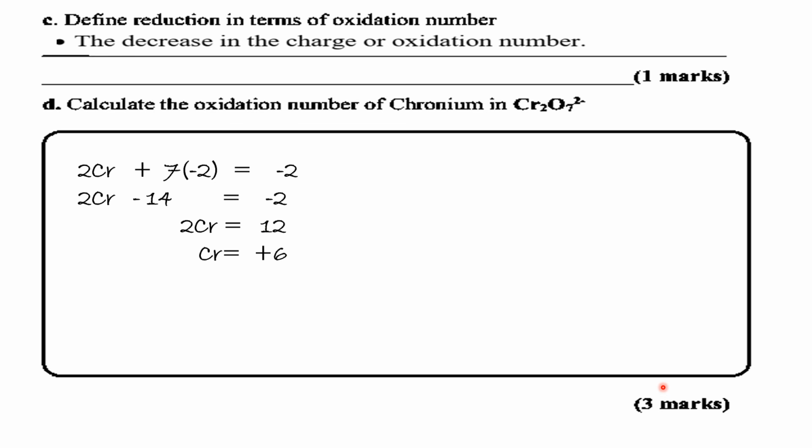Let's distribute the marks. The marks would come from the first statement here, substituting correctly and writing this equation, 1 mark. Simplifying this, 1 mark, and then finding the oxidation state of chromium is also 1 mark, so a total of 3 marks there.